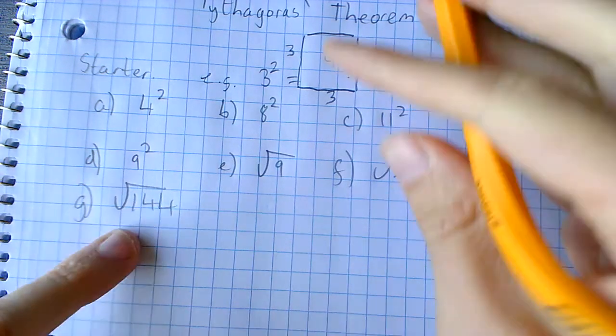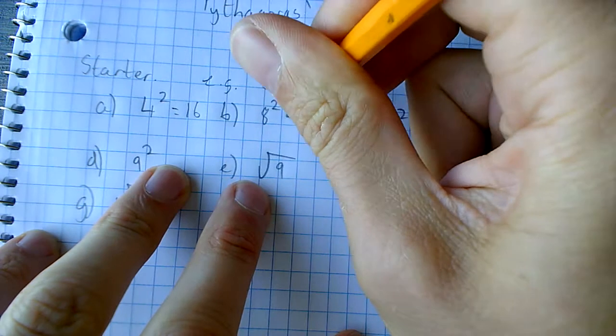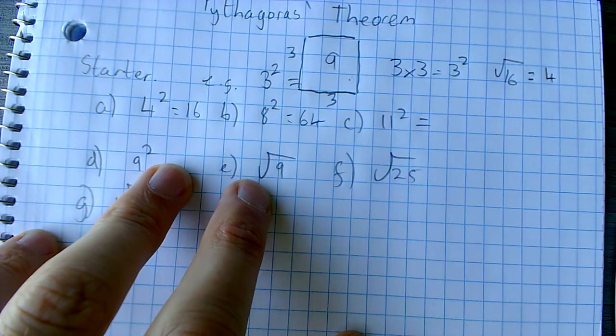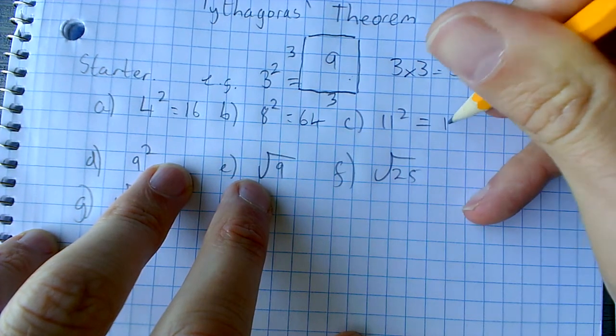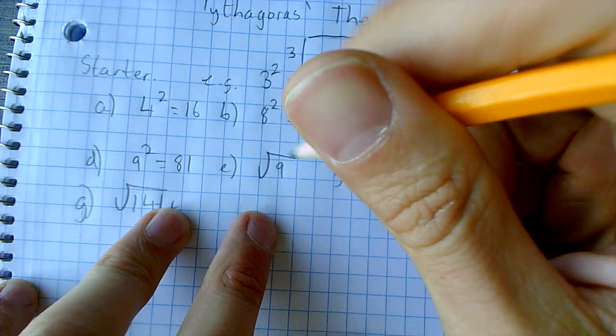Right, so answers. 4 squared, that makes 4 times 4, which is 16. 8 squared, 8 eights are 64. 11 squared, that's one people find difficult. People don't know the 11 times table when it gets over 11 times 9. That is 121. 9 squared is 81. Then a few square roots.